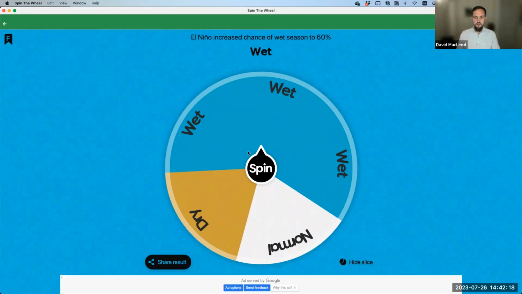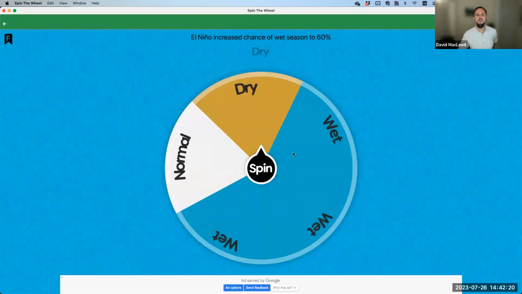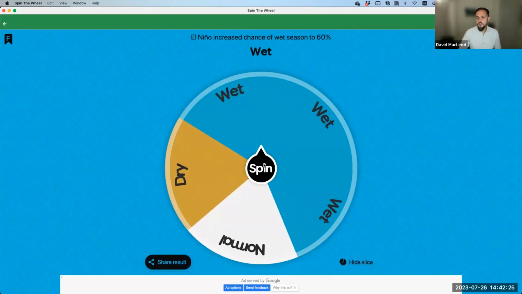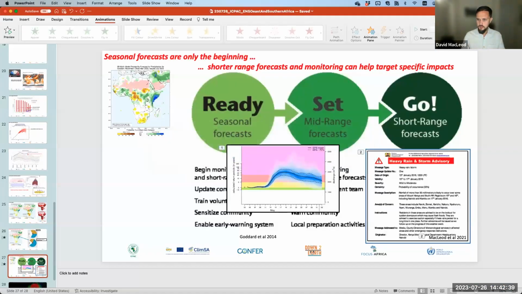We could spin it again, and in this case it was wet again. So it seems like this is a good forecast. I don't know how this thing works, it's completely random, but you could see there's still a reasonable chance that we could get into a dry season. I'm not sure why this has stopped working. Anyway, back to the slides.